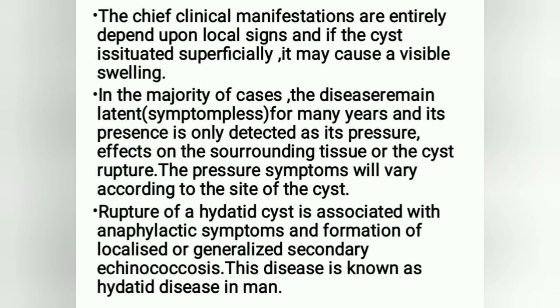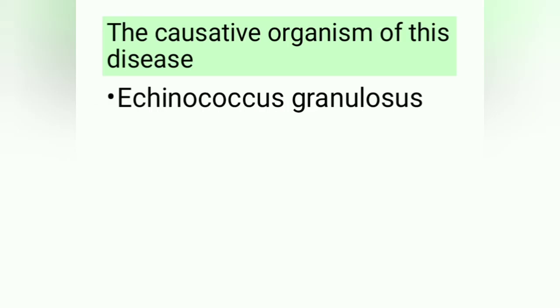In the majority of cases, the disease remains latent, that is symptomless, for many years, and its presence is only detected by its pressure effects on the surrounding tissue or by cyst rupture. The pressure symptoms will vary according to the site of the cyst. Rupture of a hydatid cyst is associated with anaphylactic symptoms and formation of localized or generalized secondary echinococcosis. This disease is known as hydatid disease in man. The causative organism of this disease is Echinococcus granulosus.